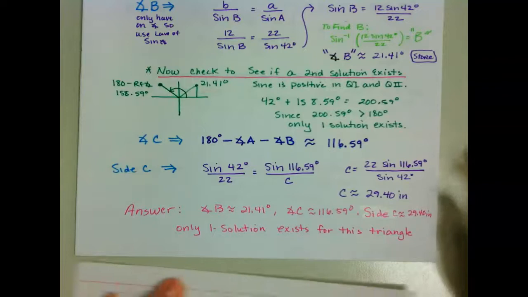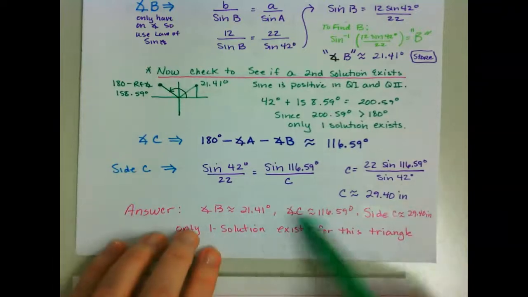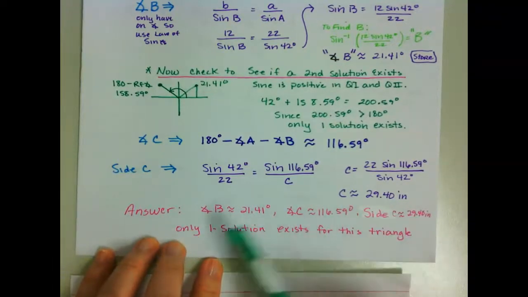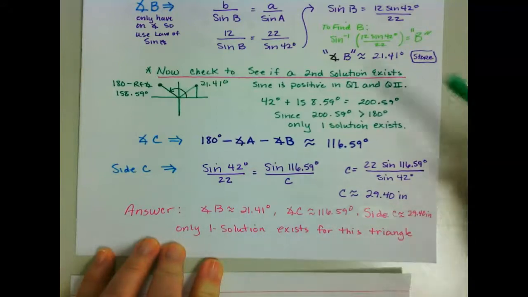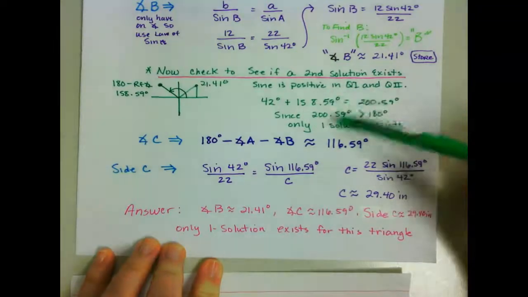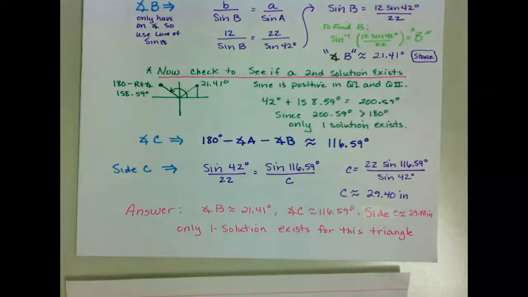So we have solved our triangle. We have these pieces of information, and we only have one solution because of our check right here, which gave us a degree that was way bigger than 180 degrees.